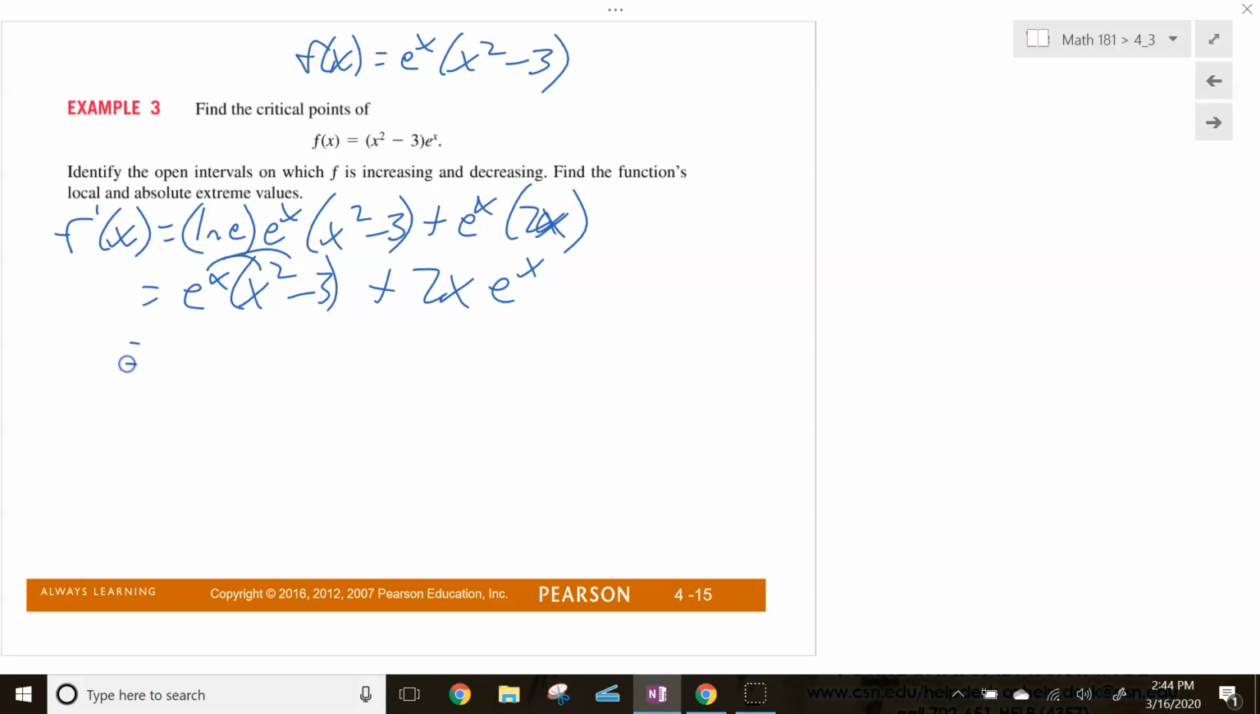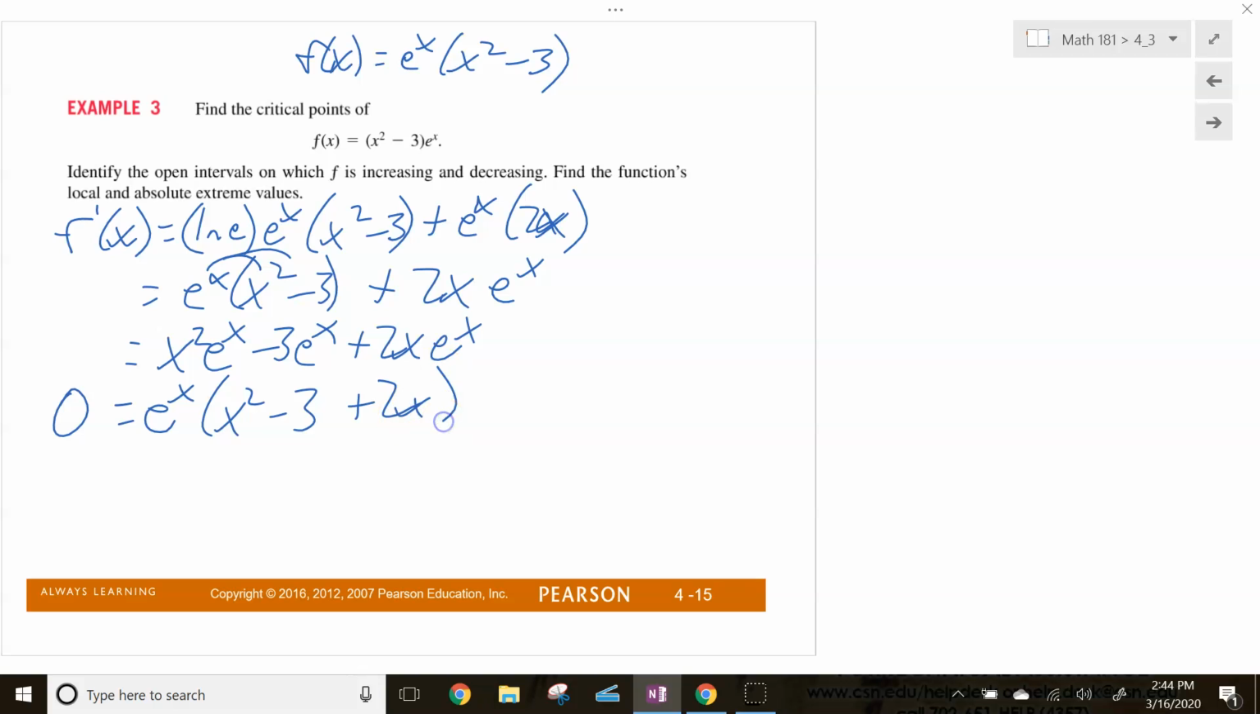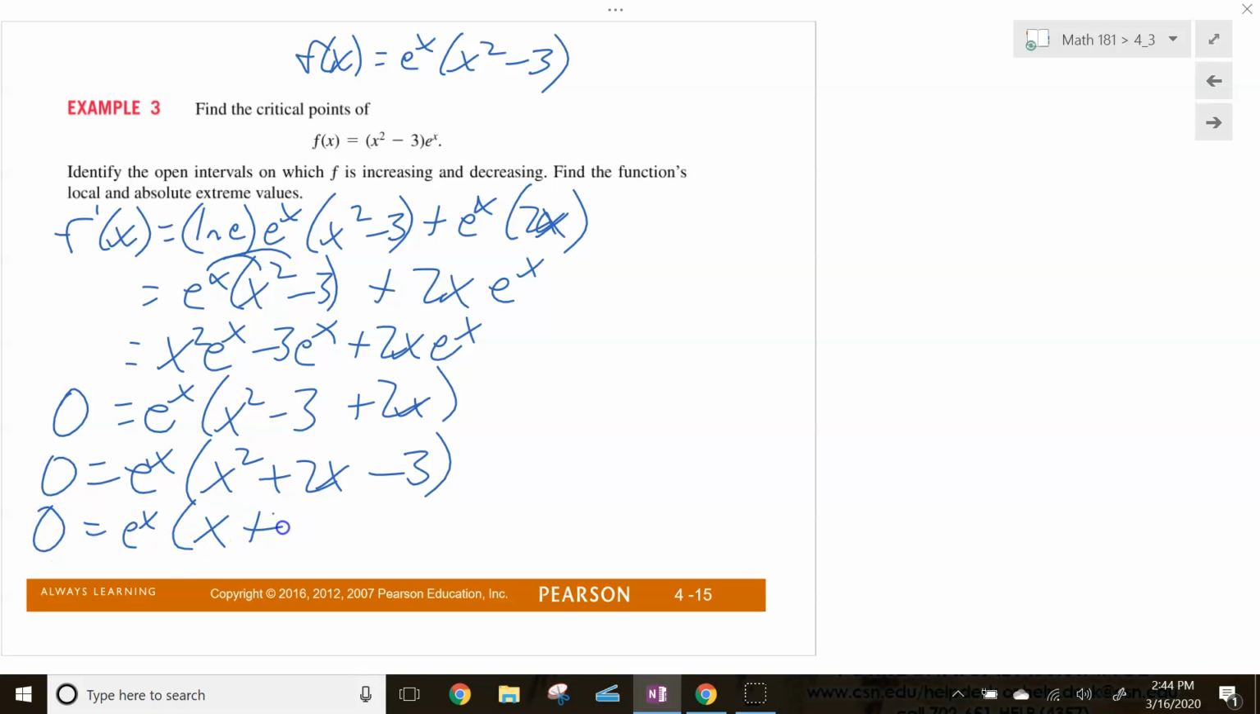Let me go ahead and distribute this. So I have x squared e to the x minus 3 e to the x plus 2x e to the x. Remember, I'm going to find my critical points, so let me factor out an e to the x: x squared minus 3 plus 2x, which, let me write in standard form, is x squared plus 2x minus 3. We factor that. All right, so I got 1, I got negative 3.